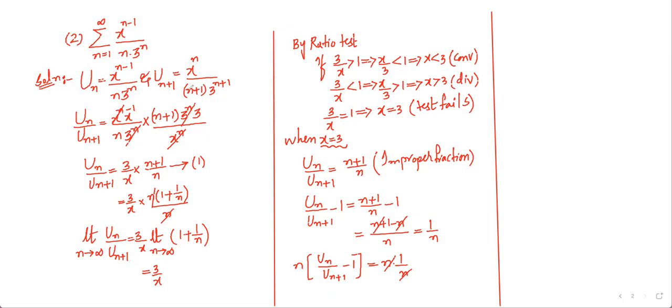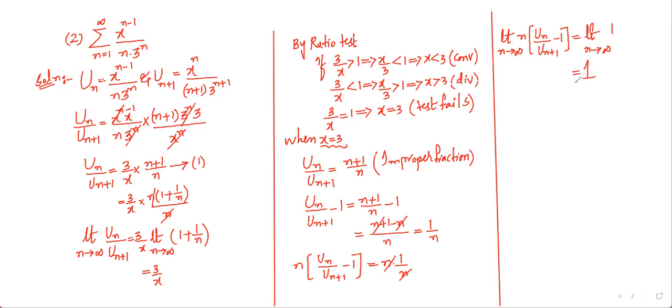So we have to apply the limit. Limit n tends to infinity, n times un by un plus 1 minus 1 equals, what is left here? 1 only. The limit of a constant is the constant itself. Here we don't have any n to substitute, so the answer is 1 only.